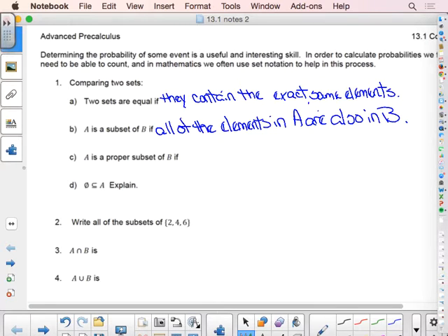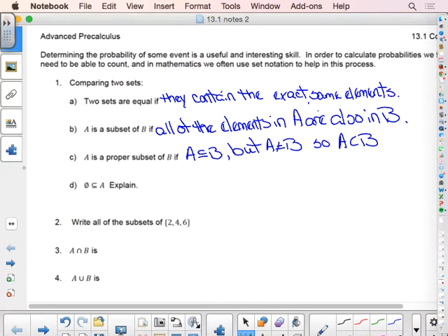A is considered a proper subset of B if A is not equal to B, but all of the elements of A are in B. So A is a proper subset of B. A is a subset of B, but A is not equal to B. So therefore, A is a proper subset of B.